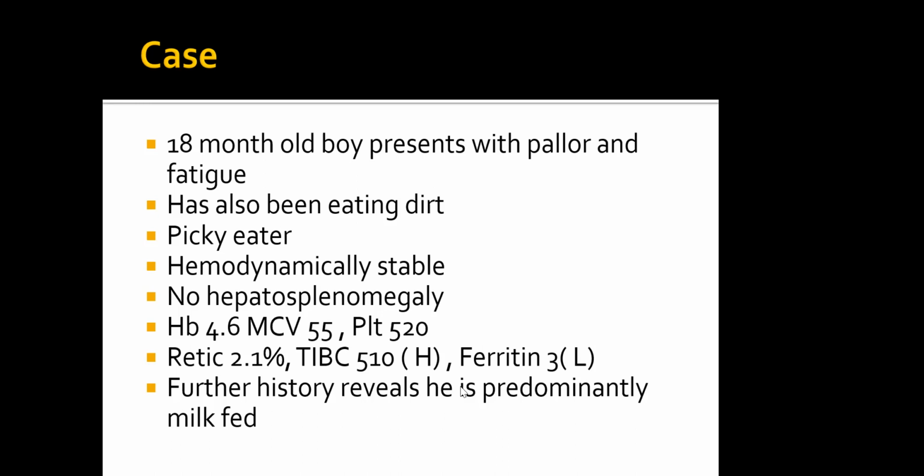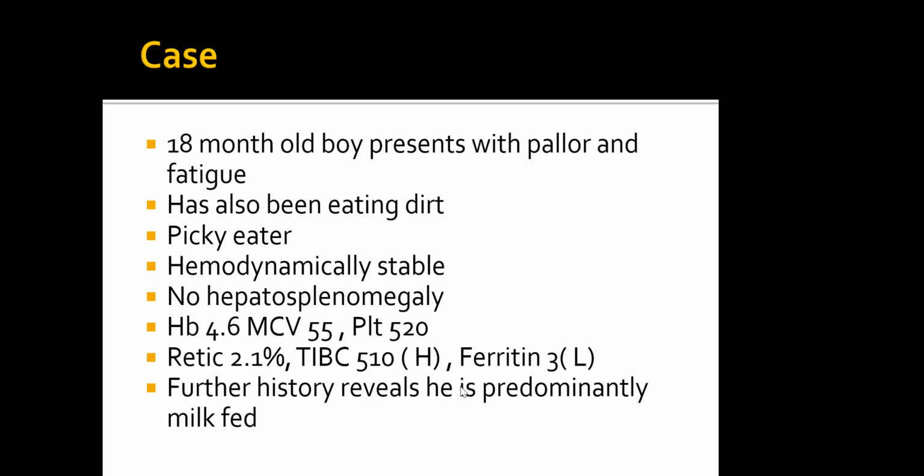Normally, your platelet count is 1.5 lakhs. Your reticulocyte count is 2.1, but this is an absolute reticulocyte count, so I want to see what the total corrected reticulocyte count is. But the total iron binding capacity, which had been done by the pediatrician, was high and the ferritin was low. Also, when you take a detailed history, he's predominantly milk fed. Iron deficiency. Iron deficiency anemia.